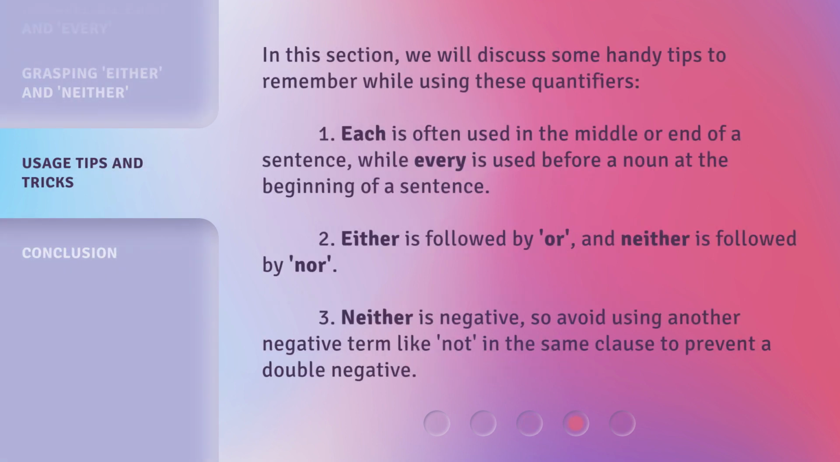In this section, we will discuss some handy tips to remember while using these quantifiers. 1. Each is often used in the middle or end of a sentence, while every is used before a noun at the beginning of a sentence. 2. Either is followed by or, and neither is followed by nor. 3. Neither is negative, so avoid using another negative term like not in the same clause to prevent a double negative.